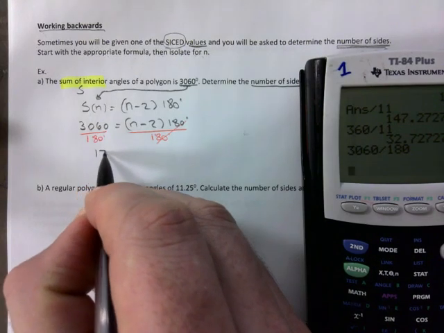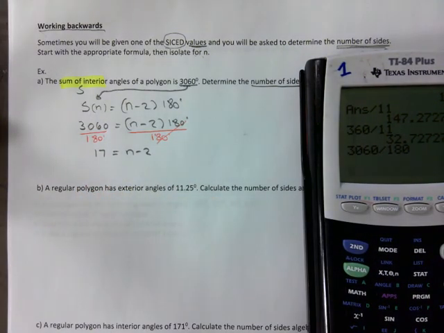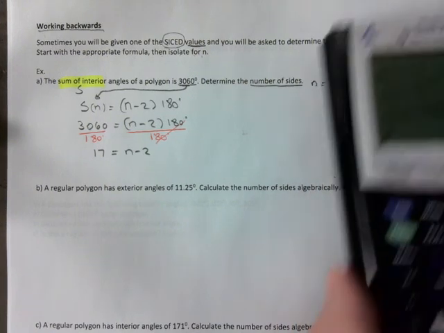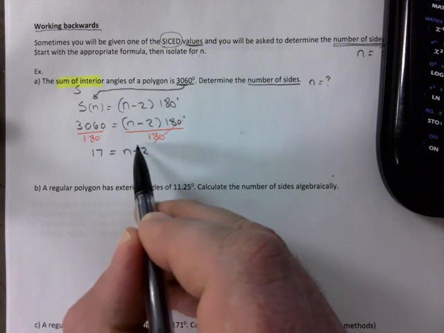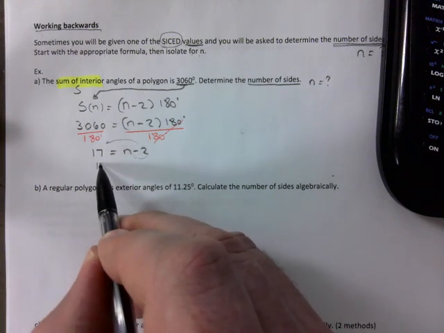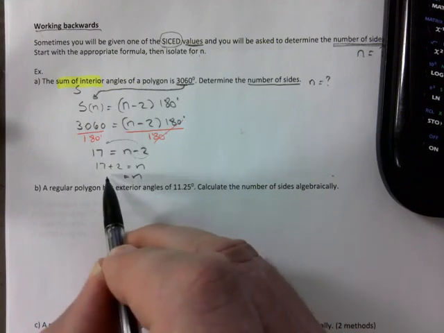So I say that 17 is equal to n minus 2. That's all you're left with on the right side, so you can get rid of the bracket. Now, this negative 2 here, I'm going to bring that over. So it's 17 plus 2 is equal to n. N is equal to 19.